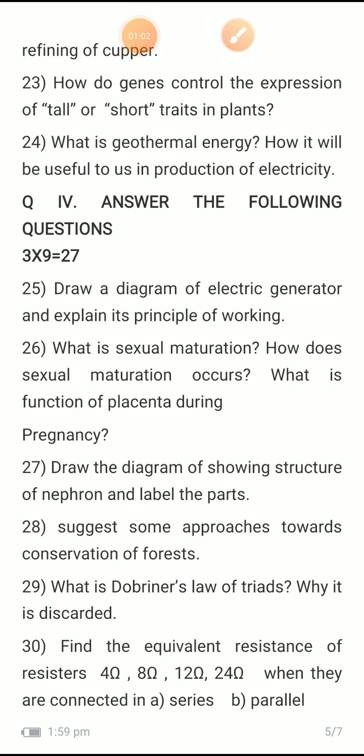So the next question is the 30th question, which carries 3 marks. Find the equivalent resistance of the resistors 4 ohm, 8 ohm, 12 ohm, 24 ohm when they are connected in series as well as parallel.